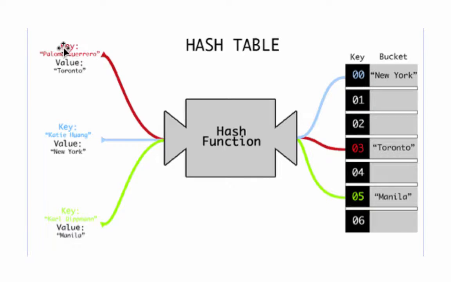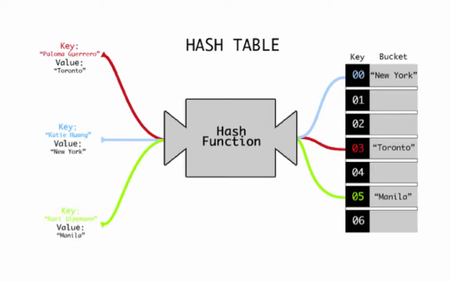So for example, Paloma Guerrero is fed into the hash function, and that says, oh, Paloma should be stored in index 3 of the array. So we go to index 3 and we store the city where Paloma lives, which is Toronto. Then for Katie, we do the same thing. We use the same hash function that determines, okay, Katie's information should go in index 0, so we store New York in index 0. And then Carl, through the same hash function, is assigned the index 5 on the table, and we put Manila. So for every key that is supposed to be unique, we run it through a hash function, and the hash function returns an index on the table.